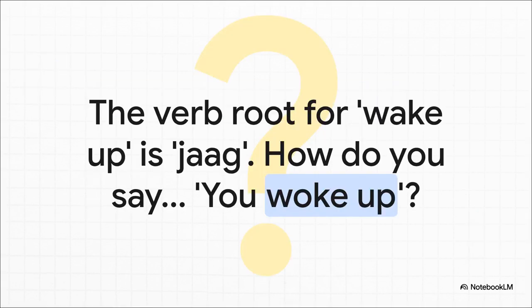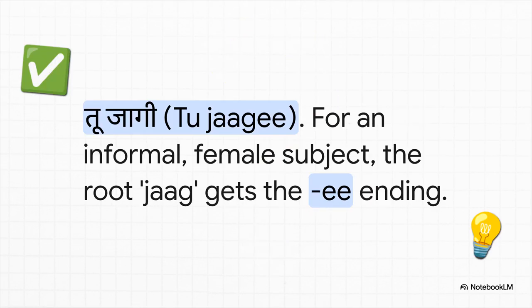All right, last one, you're doing great. The verb root for wake up is jag. So how would you say, Sarah, you woke up? Let's assume you're speaking really informally using tu. And the answer is tu jagi. Because you're speaking informally to Sarah, a female, you use tu, and the verb root jag gets that e ending.